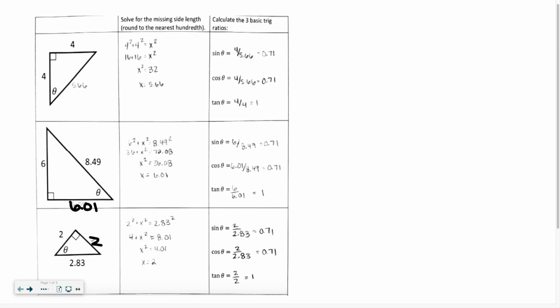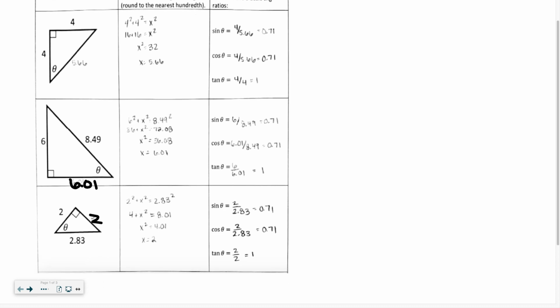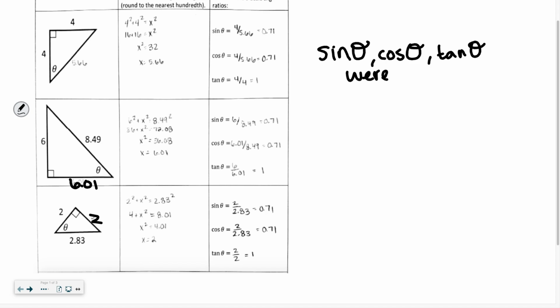Well, this is pretty obvious. When it asks you to comment on the work above, what was probably the first thing you said? They're the same, right? What's the same? Sines, cosines, and tangents. So the sine of theta, the cosine of theta, and the tangent of theta were the same for all triangles.